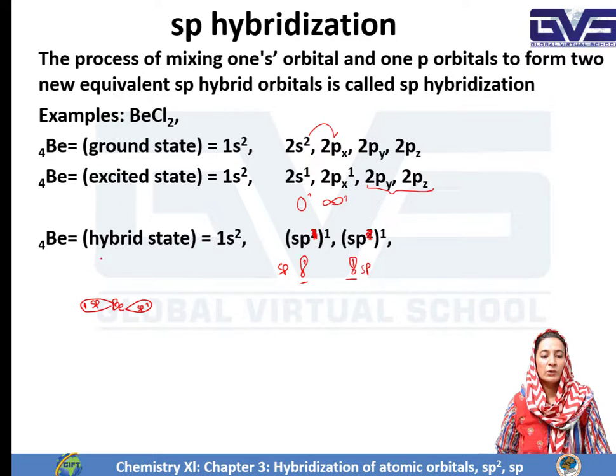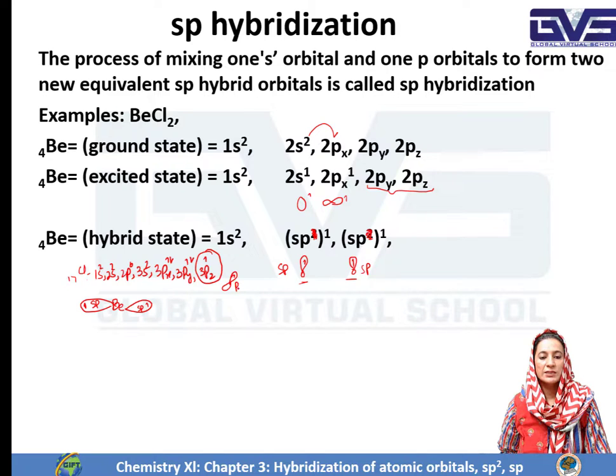And now we have the chlorine, and you know chlorine's atomic number is 17 and its configuration is 1s2, 2s2, 2p6, 3s2, 3px, 3py and 3pz. So it has only one partially filled atomic orbital, that is pz, with one electron.